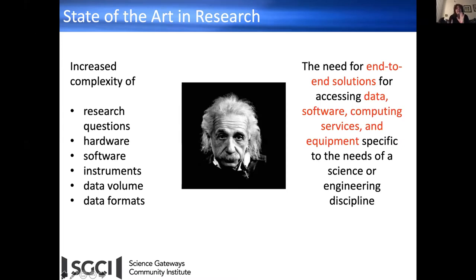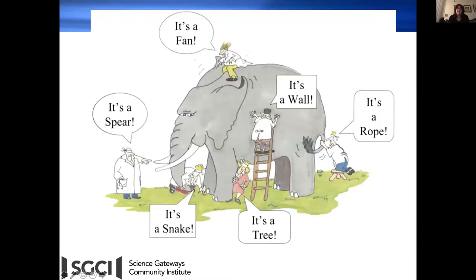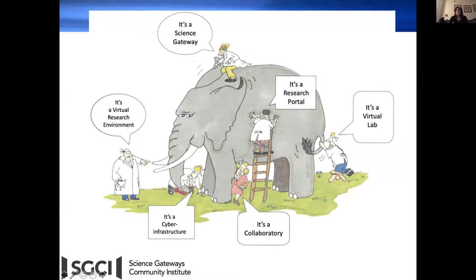And to make out of this little sad looking researcher a happy researcher, that is the goal of the virtual research environments, science gateways, and virtual labs. And we are using these terms really as synonyms for each other. If you look at this picture, you can look at the aspects of virtual research environments and science gateways from different perspectives. You might have heard science gateways, virtual research environments or virtual labs, or maybe a research portal, or a collaboratory or cyberinfrastructure. Cyberinfrastructure is often used in the US and by NSF also.